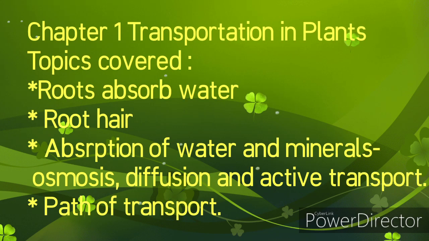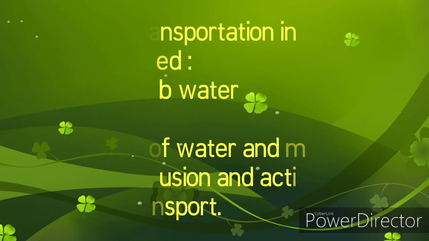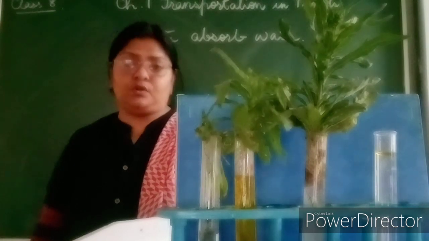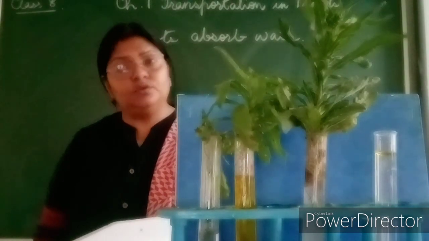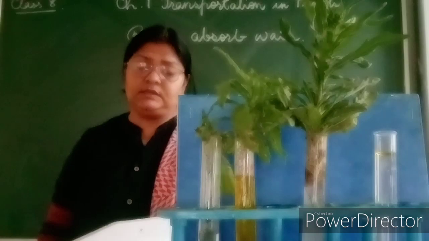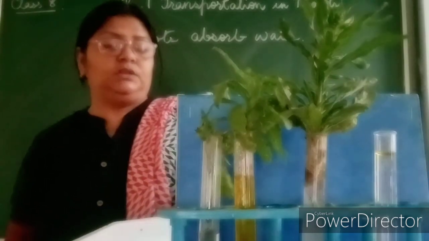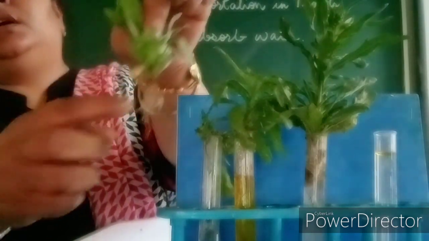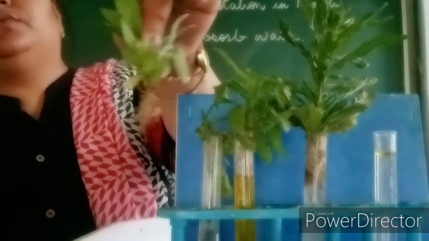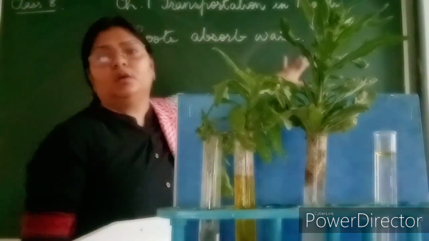Hello children, today I am going to do the second part of chapter 1. In the first part we talked about the reproductive system and the transport system in plants, and we came to know that the roots are the part of the plant which helps the plant to absorb water. This is the part of the plant which is there in the soil and it absorbs water and minerals from the soil. So to start with, we'll do an experiment to prove that roots absorb water.